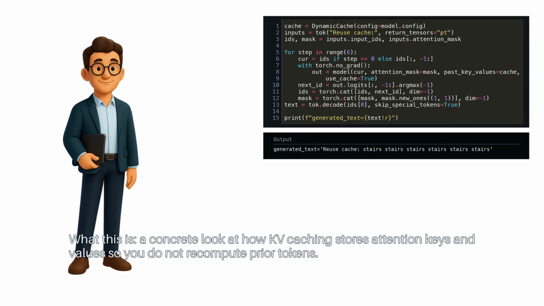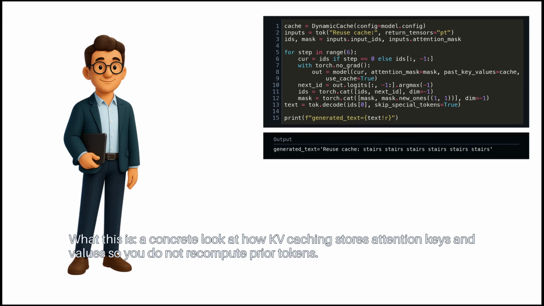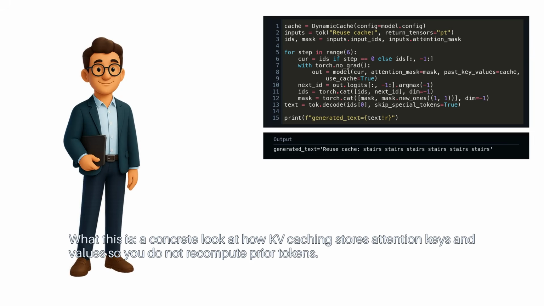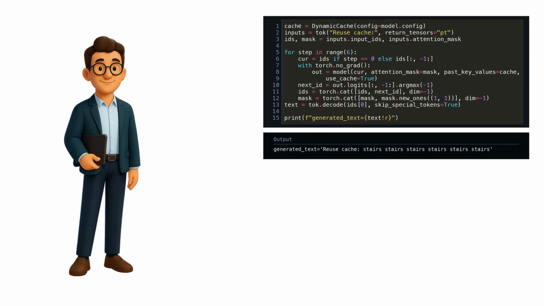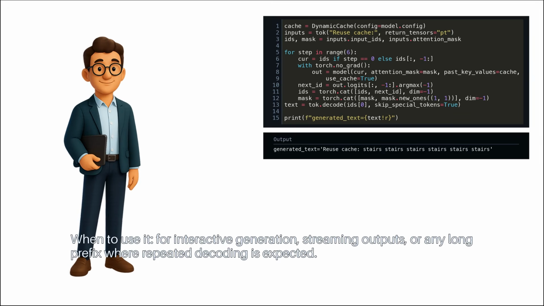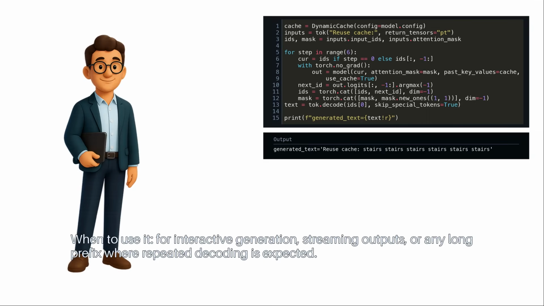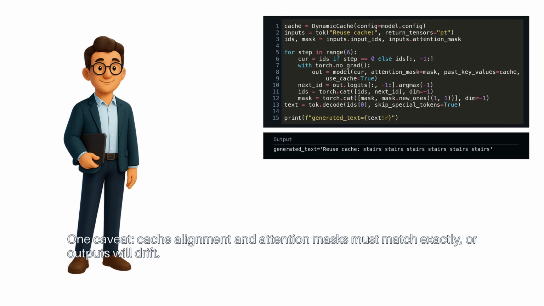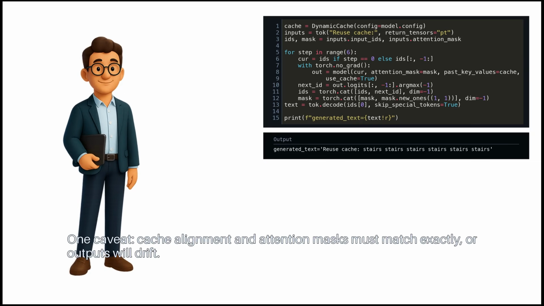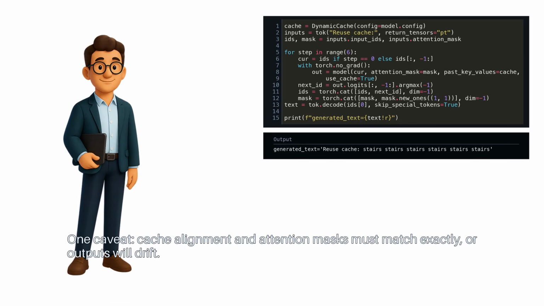What this is: a concrete look at how KV caching stores attention keys and values so you do not recompute prior tokens. When to use it? For interactive generation, streaming outputs, or any long prefix where repeated decoding is expected. One caveat: cache alignment and attention masks must match exactly, or outputs will drift.